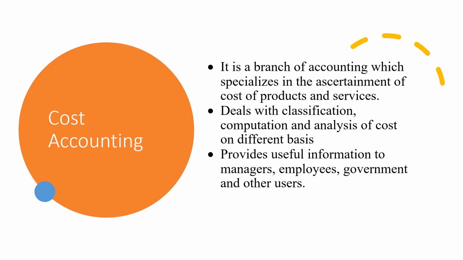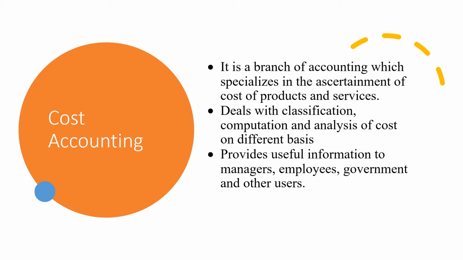And financial accounting was not giving them this information. Financial accounting gives the information only about the profit earned or the loss incurred and the balance sheet position. It is not showing us how the cost of this product is ascertained. So that is the reason the second branch of accounting, called cost accounting, came up. So now what is cost accounting? It is that branch of accounting which specializes in the ascertainment of cost of products and services.